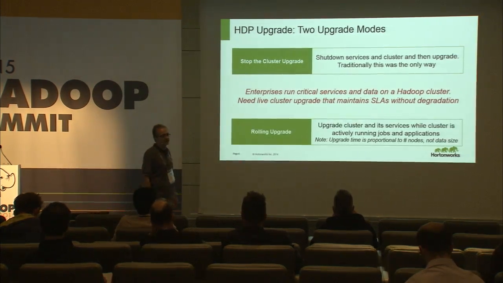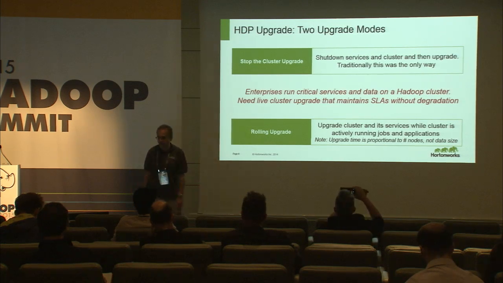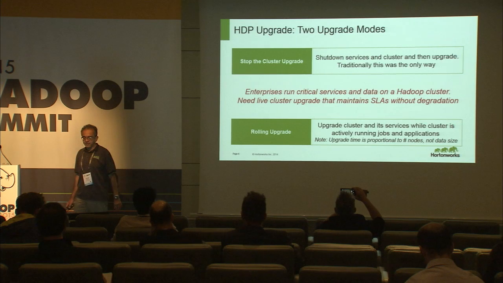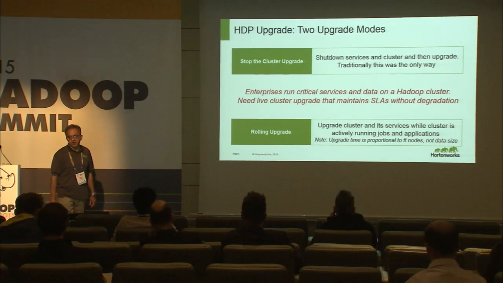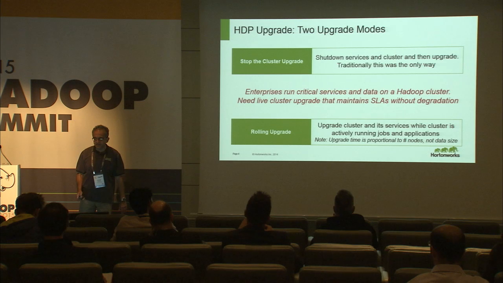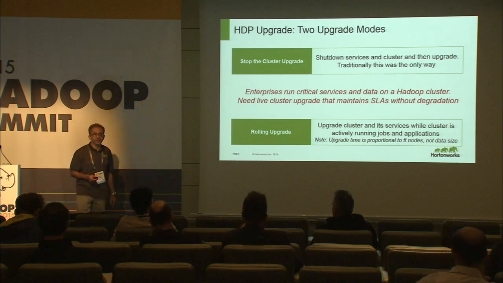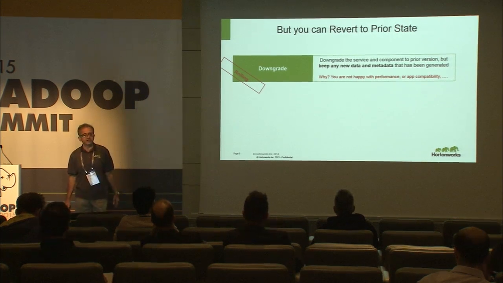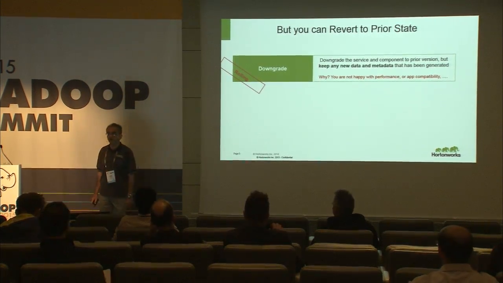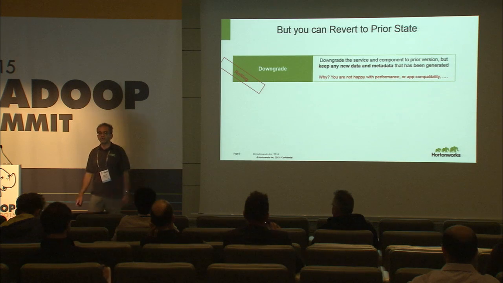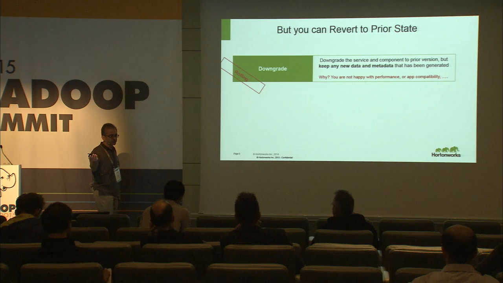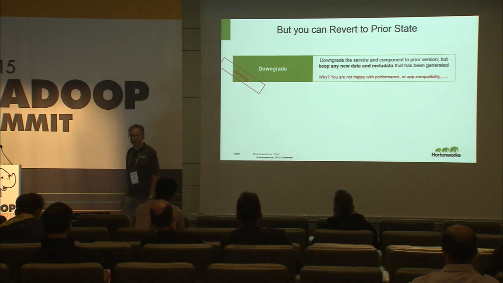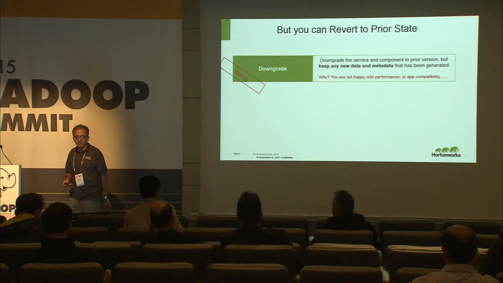And so what we have is this thing called rolling upgrade, where you upgrade the cluster and services while the cluster is alive. Typically, the upgrade time is proportional to the number of nodes. It's not proportional to the data size, because no data is actually copied during a rolling upgrade. Upgrade also offers a way for you to do a downgrade. So let's say in the middle of half the cluster, you see that things are not going well, the performance is degraded, or something is happening, you can downgrade. In fact, you can even downgrade after you finish the whole upgrade. And you will not lose any data that you created during the upgrade.